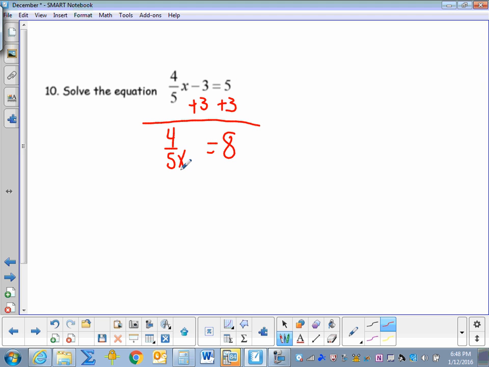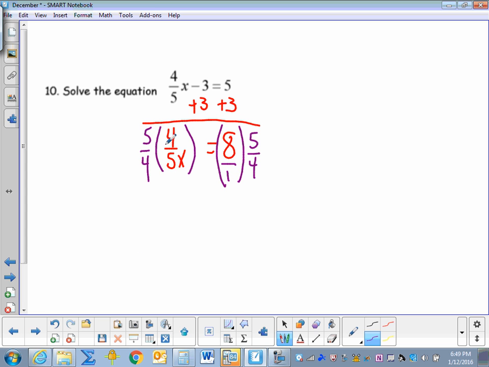Now, in order to isolate x, I need to divide by the coefficient. When I divide by 4/5, I'm dividing by a fraction, so I need to multiply by the reciprocal. The reciprocal of 4/5 is 5/4. So I'm going to take 8 and multiply it by 5/4. And I'm just going to put 8 over 1 since I want to make them both fractions.